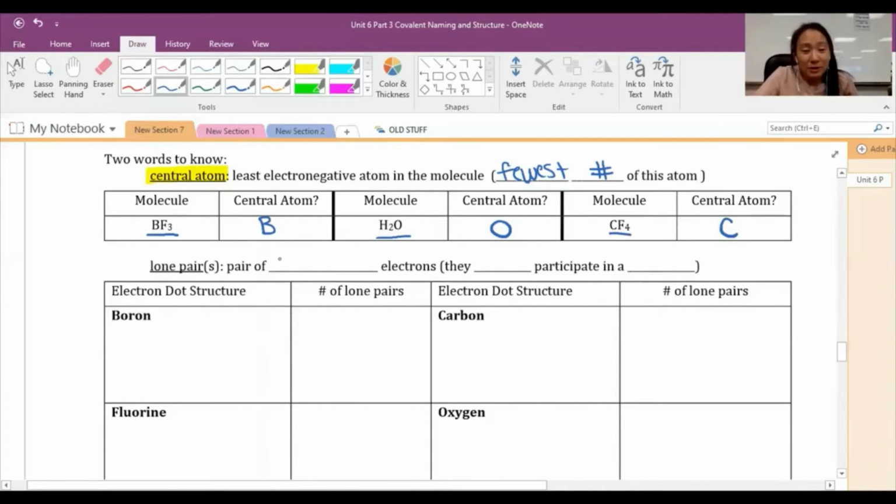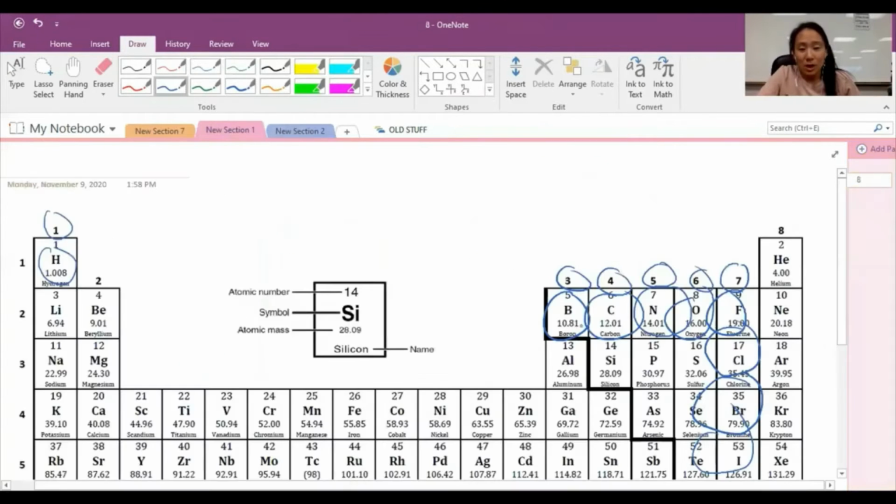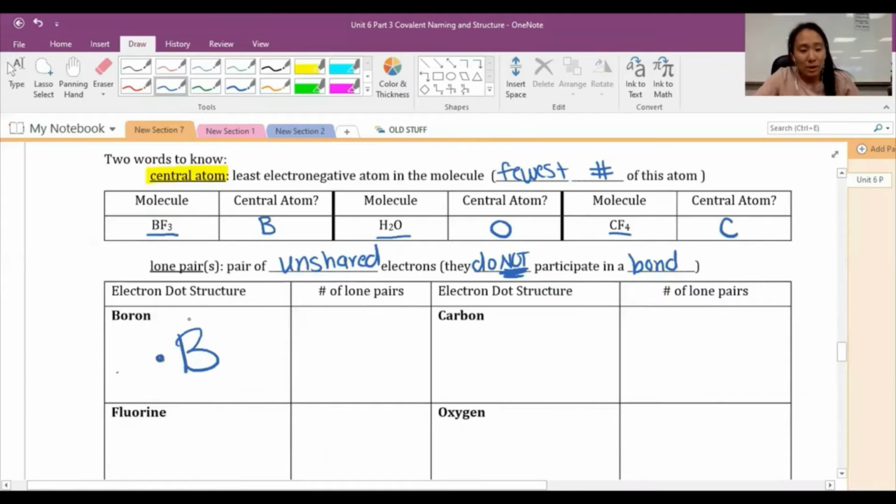Lone pairs are pairs of unshared electrons. So these are the dots of electrons that are not being shared. They do not participate in a bond. They're not being shared. So for example, boron here is in the third column, so it has 1, 2, 3. Does it have any lone pairs? So pair means two electrons, they're already buddied up, right? There are none here. And you're like, I'm confused, what's a lone pair then?